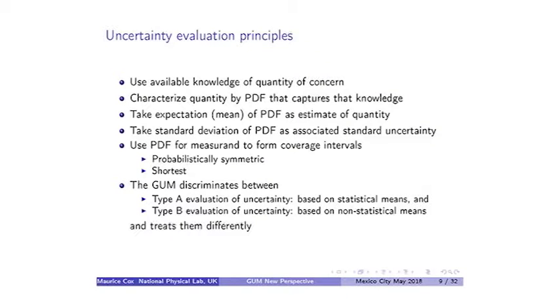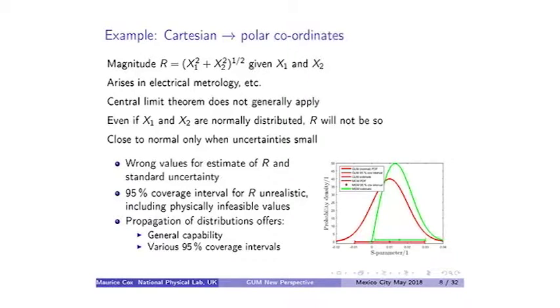Characterize the quantity by a distribution that captures that knowledge. Take the expectation and standard deviation, as I've mentioned, as the estimate of the quantity and the standard uncertainty. Use the PDF for the measurand to form coverage intervals. There's not a unique 95% coverage interval, because any coverage interval within the domain of the distribution that covers 95% of the values is a 95% coverage interval.